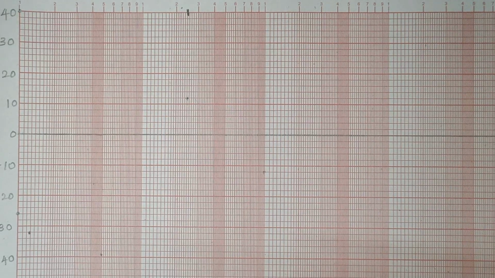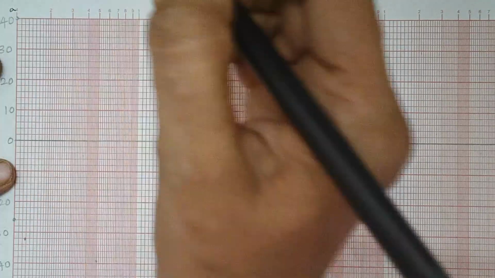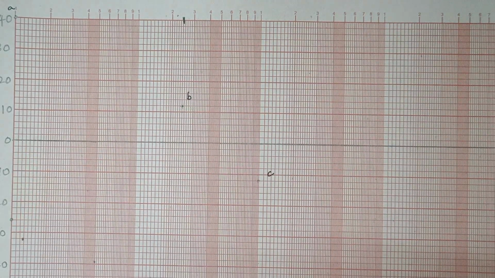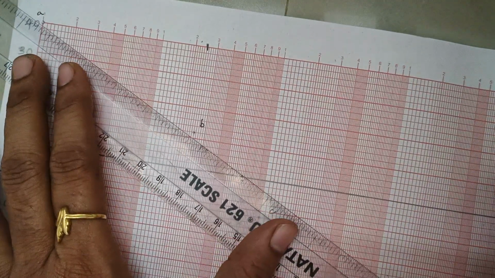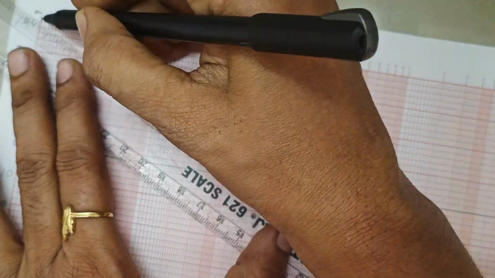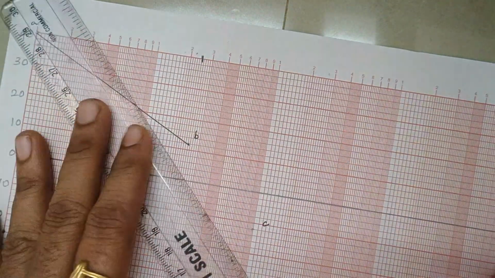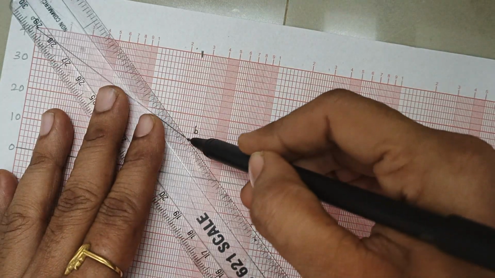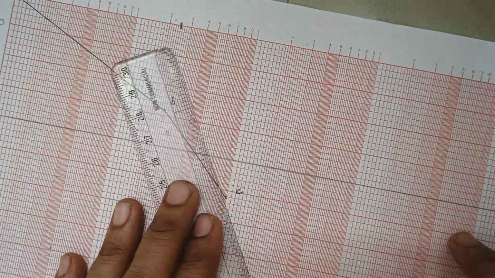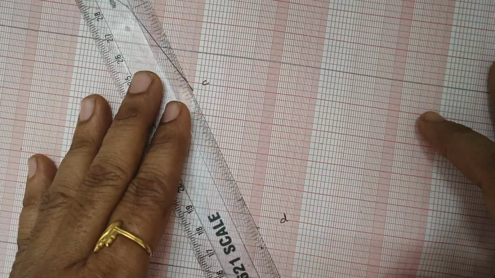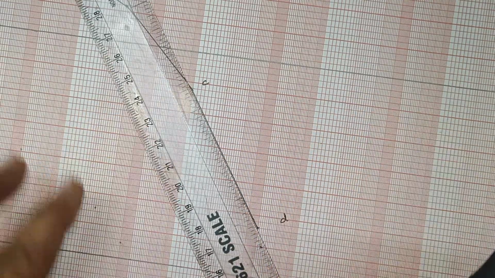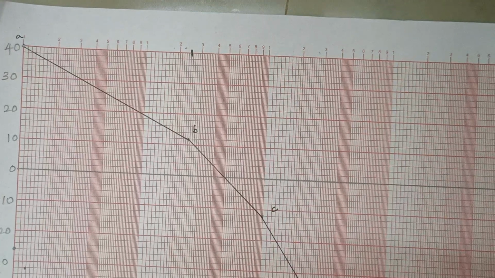Now we are going to join these lines using a scale. Even you can name these points as I already said. Okay, let it be A, let this be B, let this be C and let this be D, right? So first join A and B. And next B and C. And finally C and D. Right? Our magnitude plot gets over here.